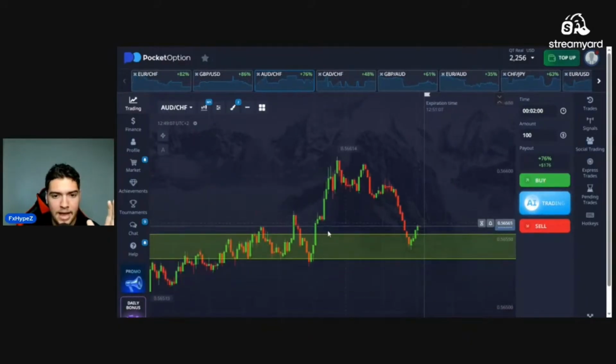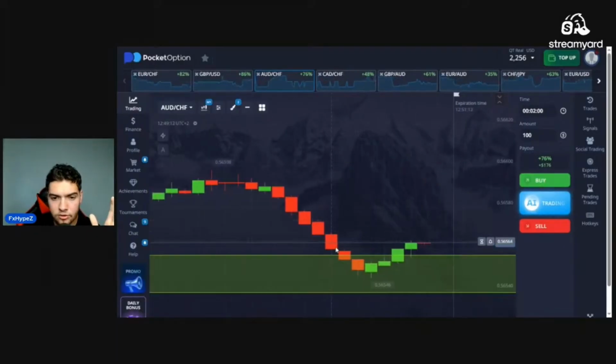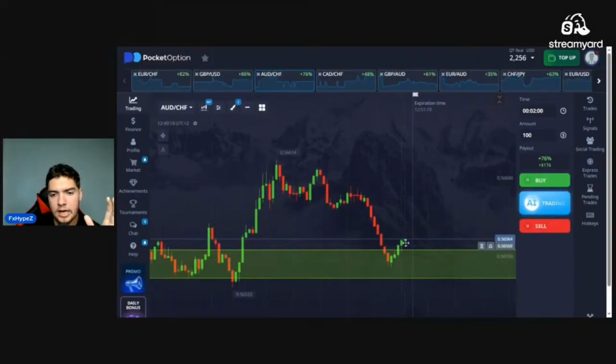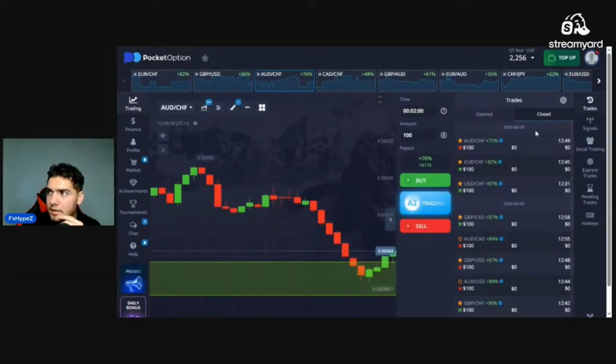The perfect bounce off a support zone, which we marked out here. We started to get a swing of momentum to the upside. And with this swing, I was hoping that the AI would go for a 1 or a 2-minute buy position. That's another loss.